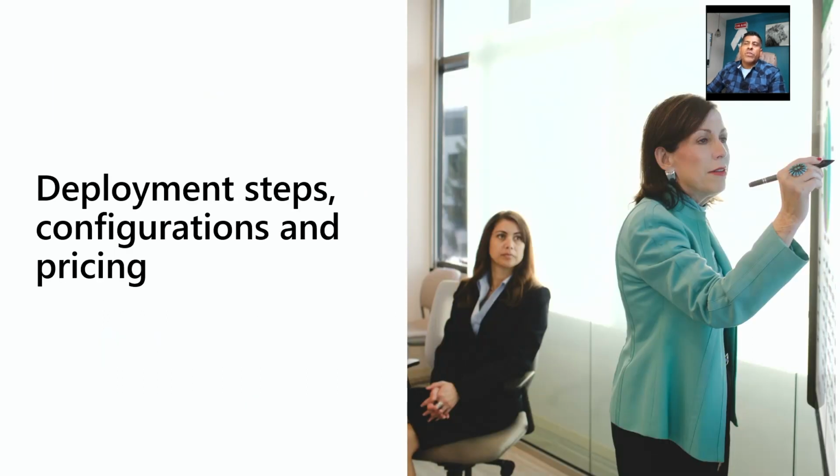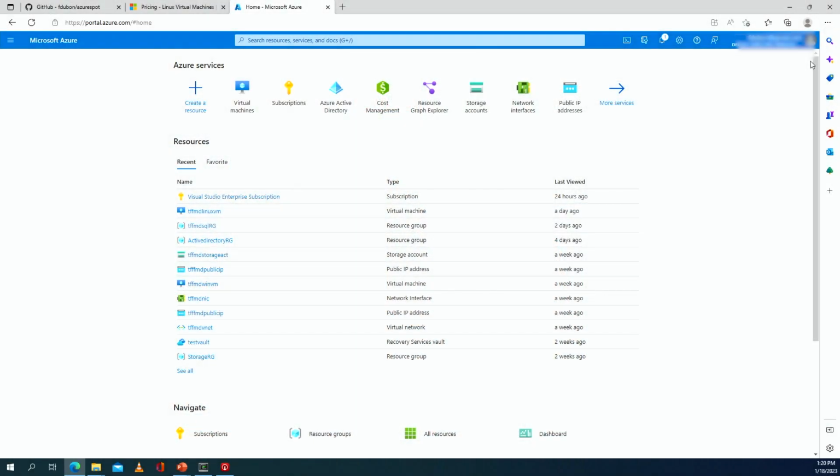So now we're going to get into deployment steps, the configuration, and the pricing. So the first thing we're going to do is we're going to look at the portal. The reason we're going to look at the portal is because the portal gives us a graphical view of the things that are required. Once we know this, we can take that and throw it into an automated Terraform script, which is what we will do as well.